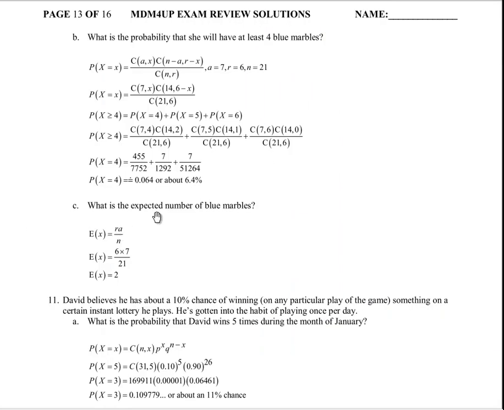In C, you're asked, what's the expected number of blue marbles? And the expected value formula for the hypergeometric is RA over N. So R was 6, A was 7, N is 21. 6 times 7 is 42, divided by 21 is 2. So the expected number, the most likely one, would be 2 blue marbles.